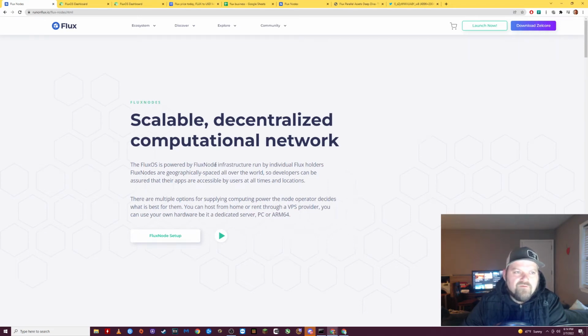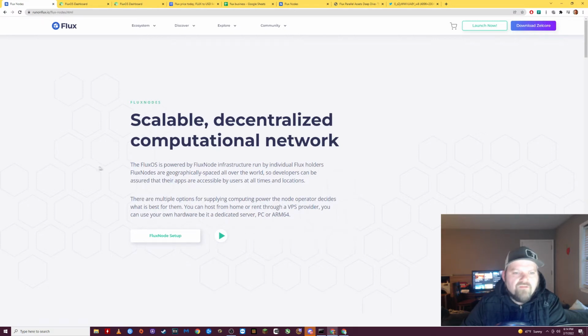Today we're going to be going over Flux. Everyone's been talking about Flux, Flux nodes, Flux this, Flux that. What exactly is Flux? Well, let's jump right into it. It's a scalable, decentralized computational network. The Flux OS is powered by Flux node infrastructure run by individual Flux holders.